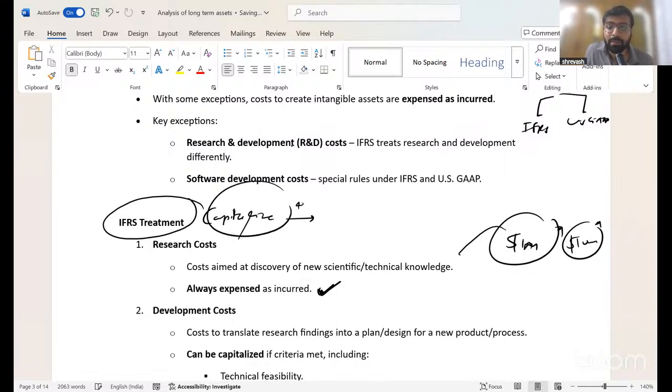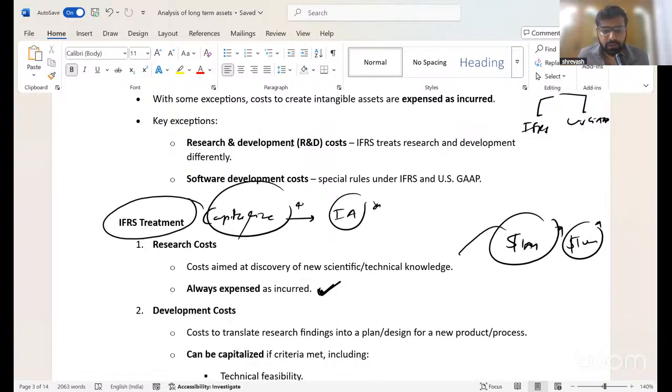And the moment you capitalize the development costs, what does it become? An intangible asset. Because it's a cost, it's not an asset that you own. It's a cost that you've capitalized, and ultimately you're going to amortize it. Exactly like when you purchase an asset and you show that as an asset and you depreciate it over its life, exactly what you will do here.